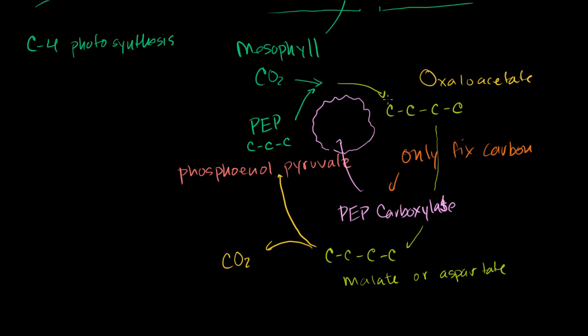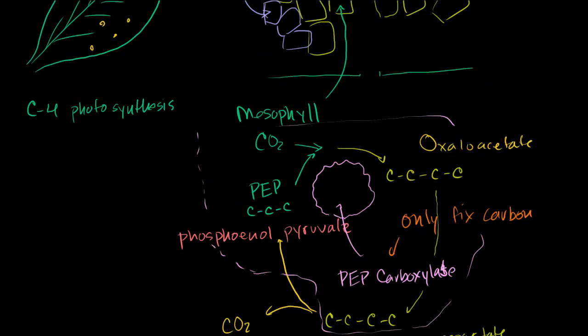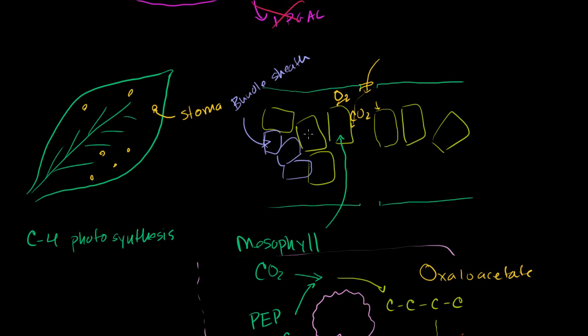And you're like, what was the whole point of this whole reaction? I just ended up with carbon dioxide and PEP again. I'm just going in circles. But the neat thing about this, and the reason why this prevents photorespiration, is that this part of the reaction occurs in the mesophyll cell. It occurs up here, over here in the mesophyll cell.